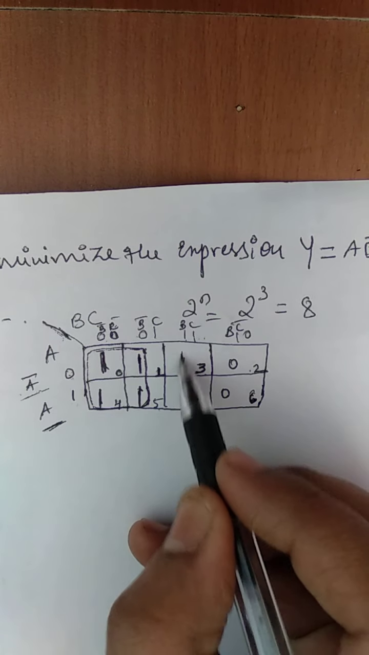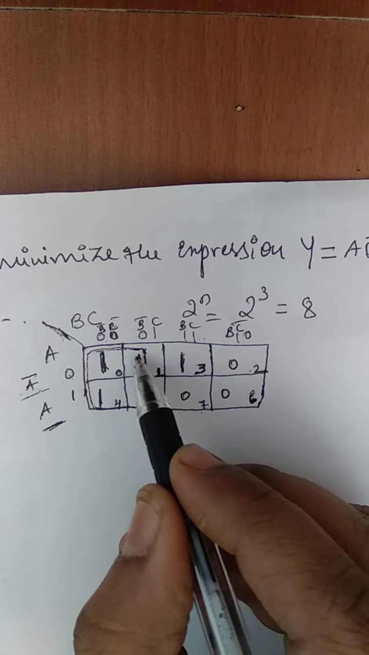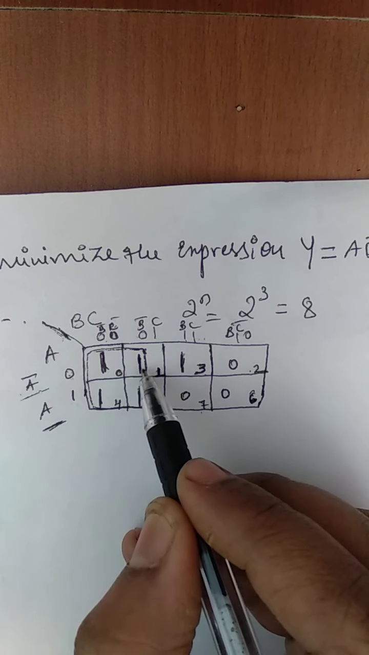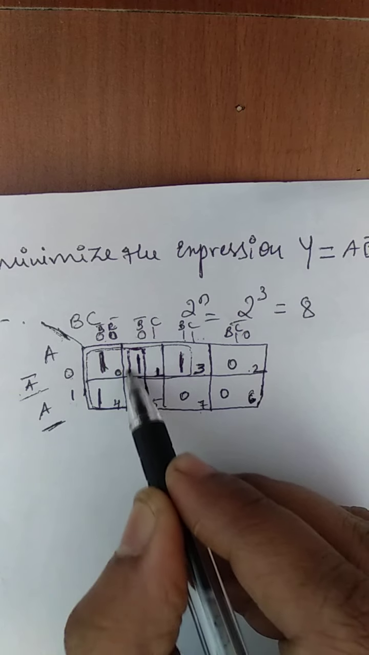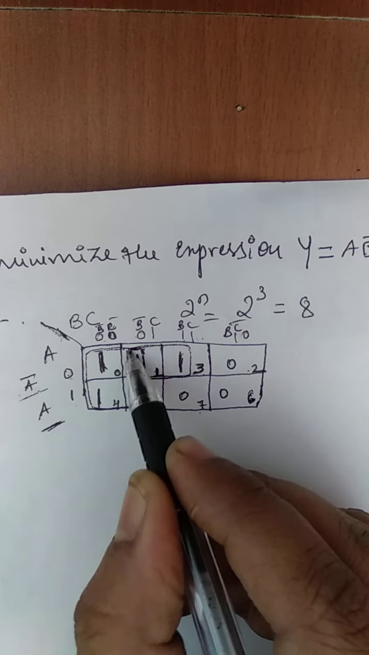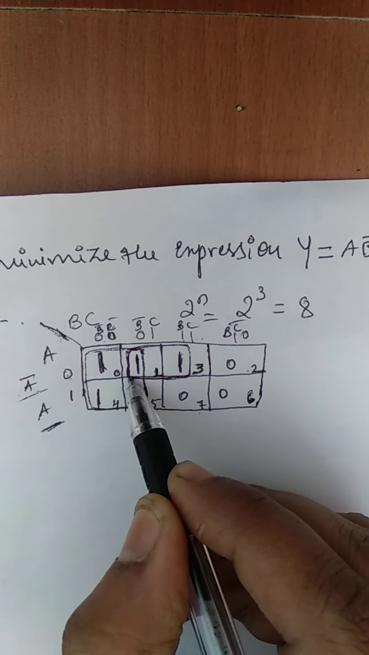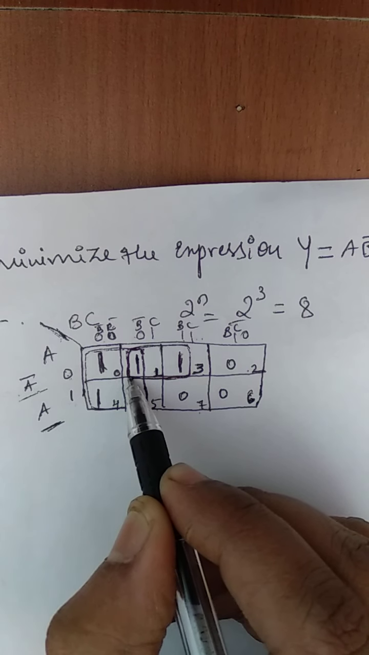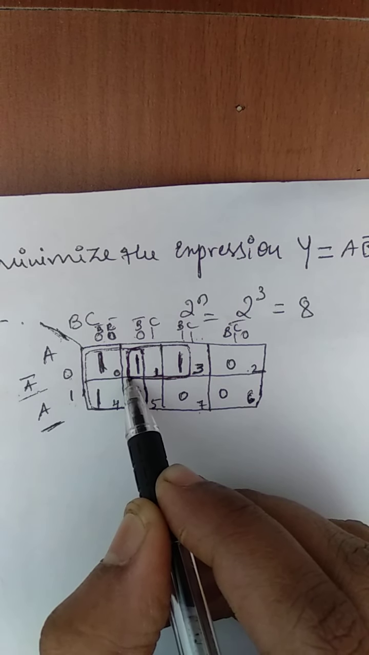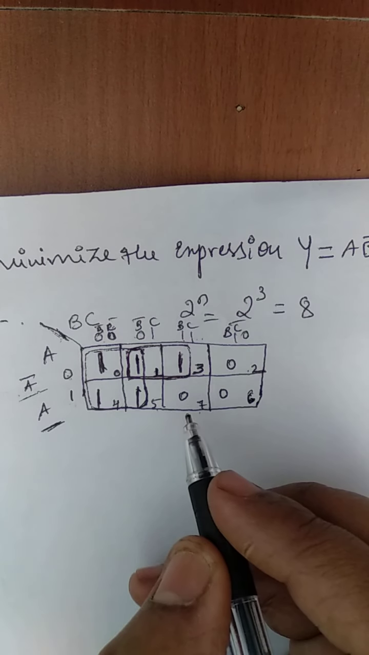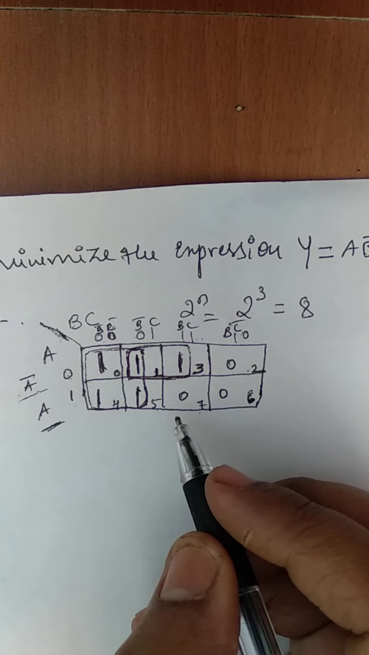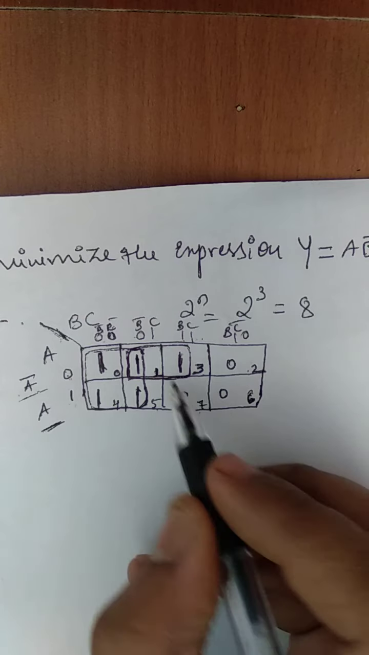Next, this one is there. Is there any one beside this cell? Yes, this one is going to group with this one. Overlap, as we have studied in the rules for K-map. So this is an opposite grouping. It comes, which will allow to overlap.